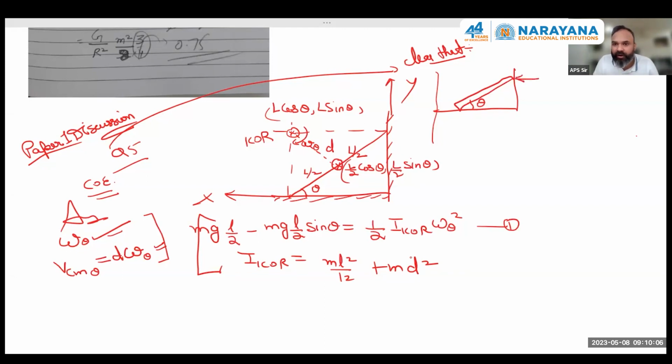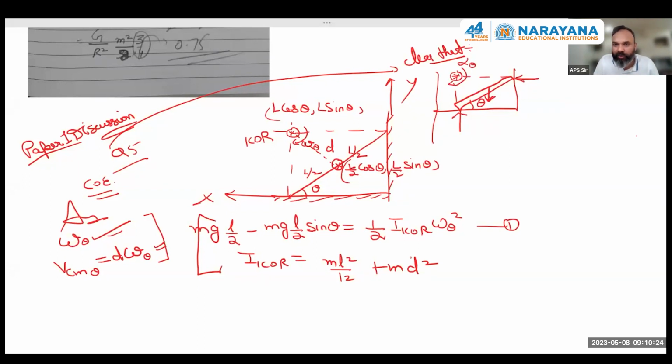You can take normal reaction here. You can take normal reaction here. You can take weight here. And then you can write your equations about ICOR again. I mean, treat this point as ICOR. Write the torque equation about this point, and the torque is provided by this mg. That way you can find out the value of alpha.